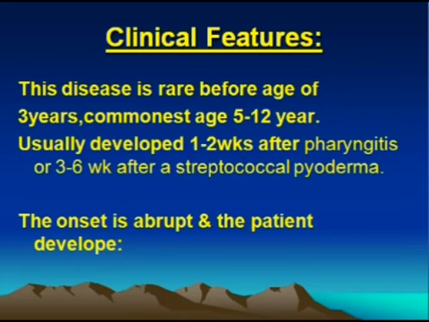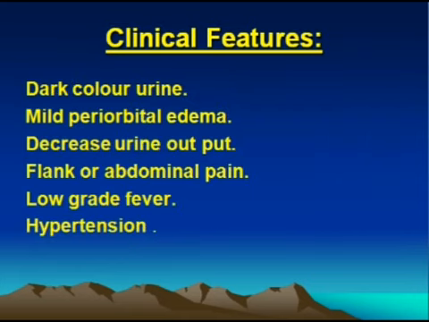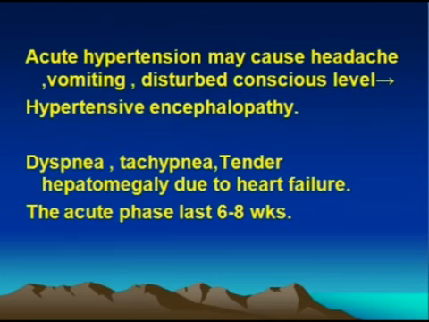The onset is abrupt and the patient develops dark-colored urine, mild periorbital edema, decrease in urine output, flank abdominal pain, low-grade fever, and hypertension. Acute hypertension may cause headache, vomiting, disturbed consciousness level, and even convulsion. We call it hypertensive encephalopathy. Another patient may develop dyspnea, tachypnea, and tender hepatomegaly due to heart failure. The acute phase usually lasts 6 to 8 weeks.